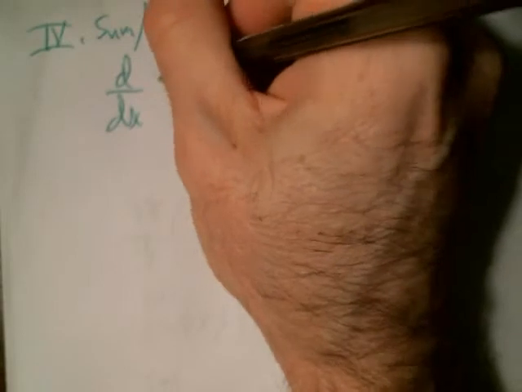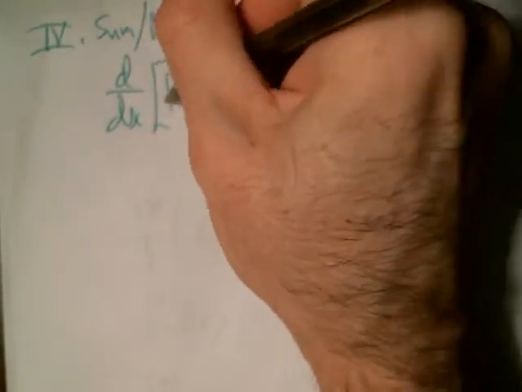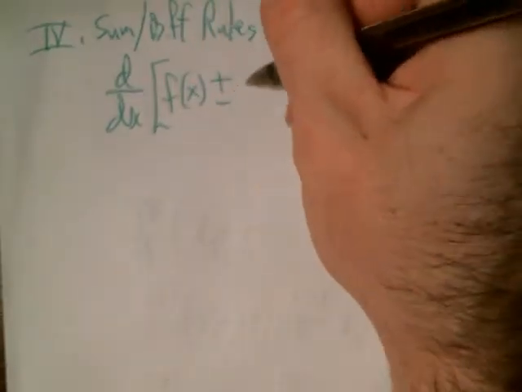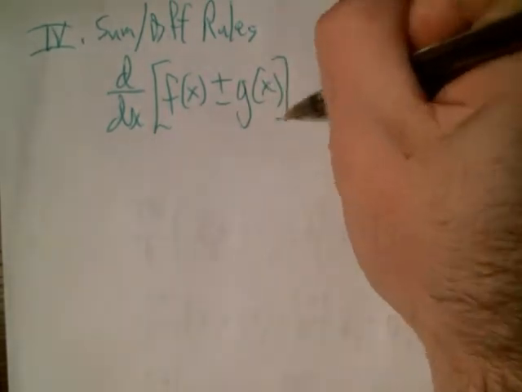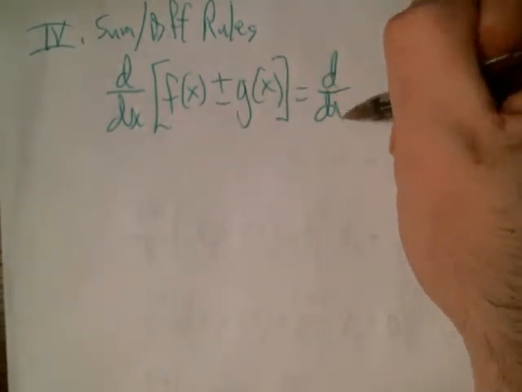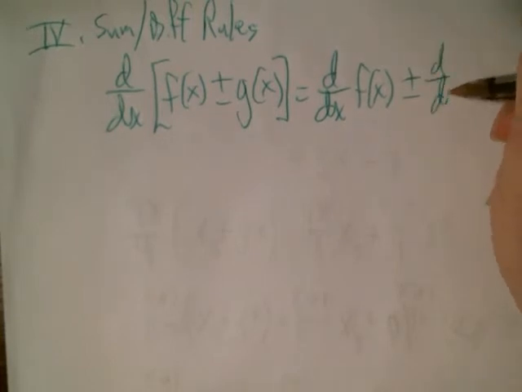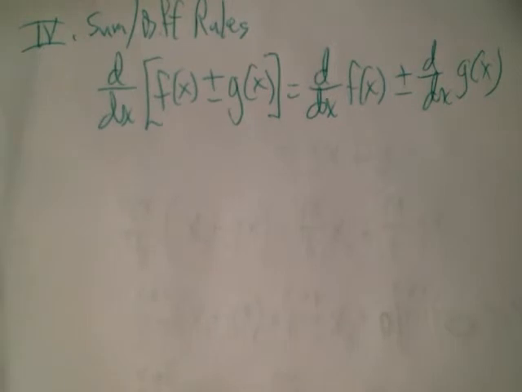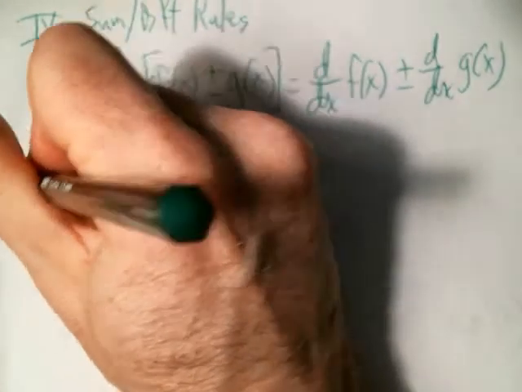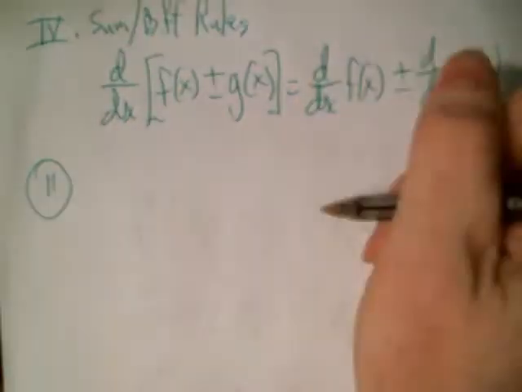And again, the abstract version you see in the book: the derivative of f of x plus or minus g of x is the derivative with respect to x of f of x plus or minus the derivative with respect to x of g of x. If you have more than just 2 terms, that still applies. You can just take the derivative of the sum of the terms.